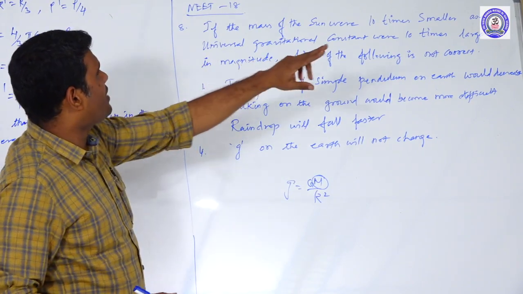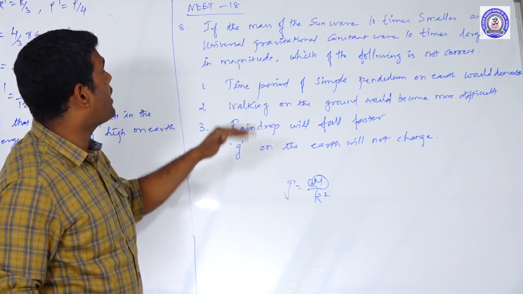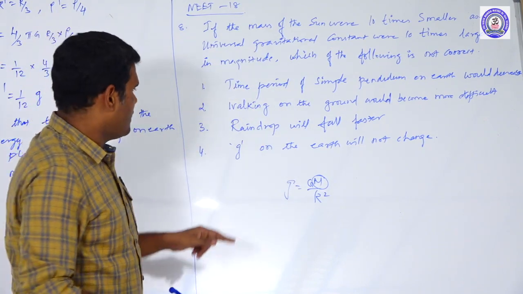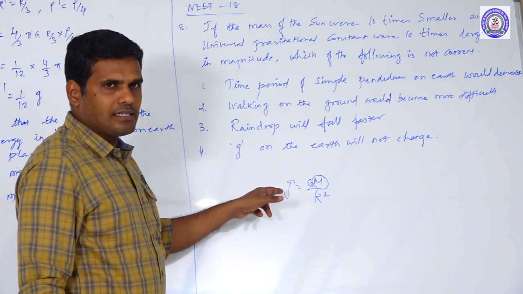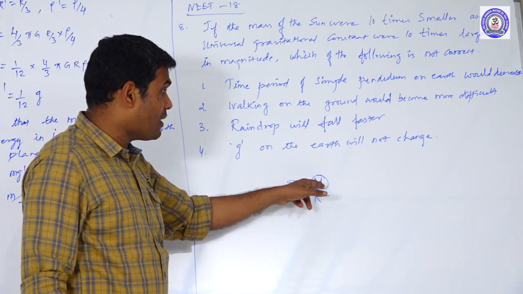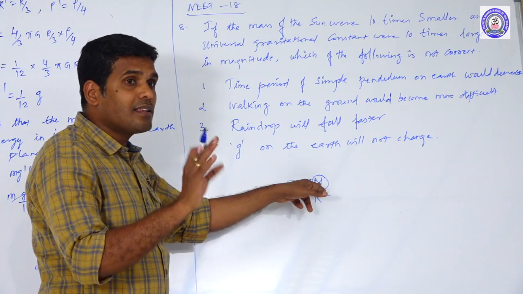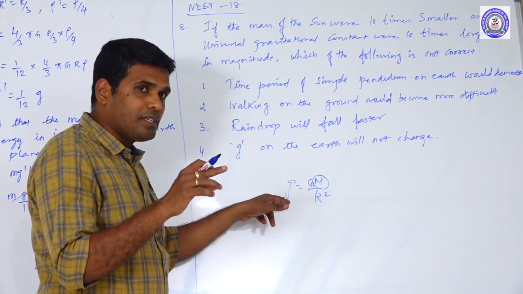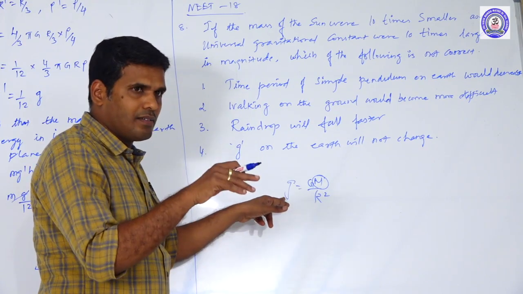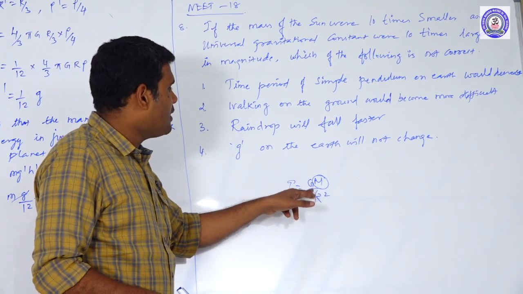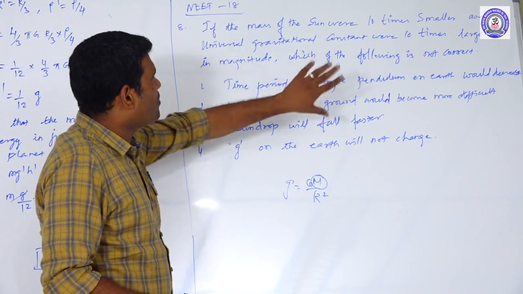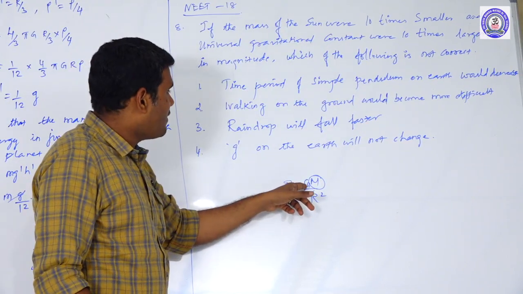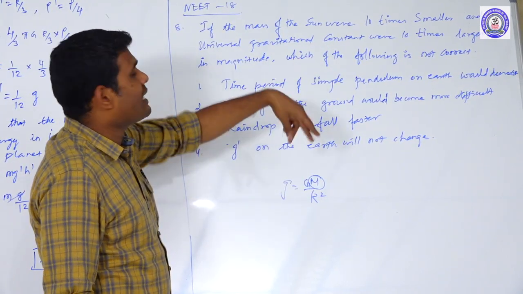And the universal gravitational constant were 10 times larger in magnitude. If you look at the expression, the value of acceleration due to gravity depends upon the mass of the earth, not the mass of the sun. The value of g on earth depends upon the mass of the earth, and also upon the value of radius. They are not mentioning radius here. And the value of G is 10 times larger.